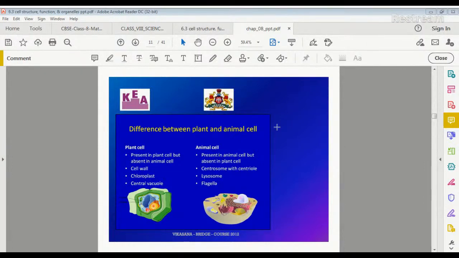Next, except for the cell wall, in the animal cell there is the cytosome with cytosol. In the plant cell there is chloroplast, but not in the animal cell, and the animal cell has lysosomes, which the plant cell doesn't have. Similarly, as you can see in the pictures, there is a central vacuole in the plant cell, but the animal cell has flagella, sorry.